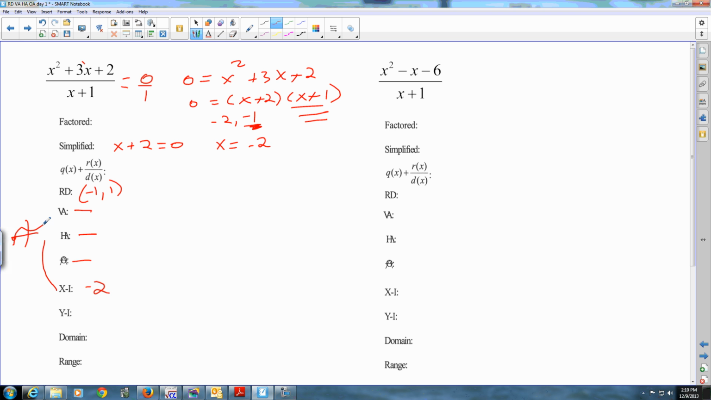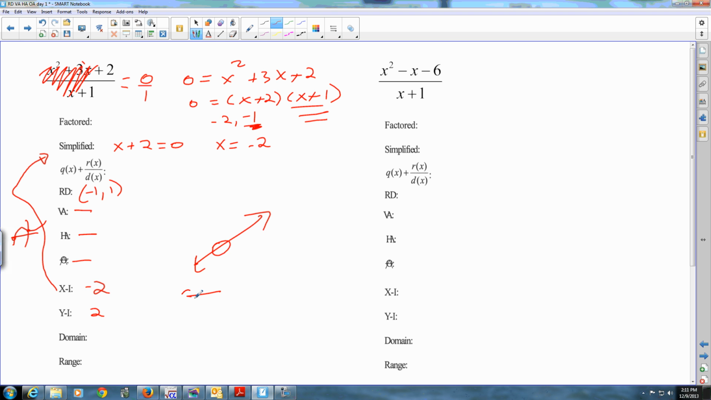So x-intercept, simplified form. Y-intercept, x is 0. It doesn't matter where you do it. If you do it here, you get 2. If you do it here, you get 2. So y-intercept isn't as picky. Okay? Now, you guys have a line that's got a hole in it.